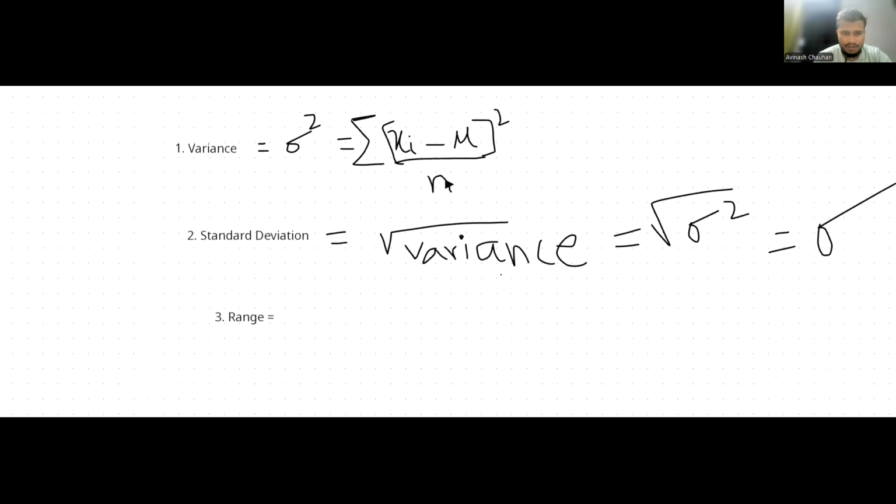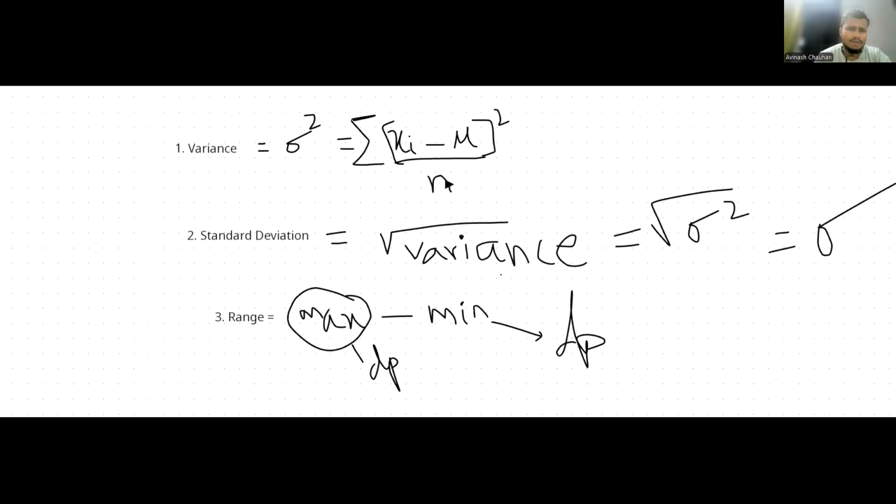What is range? Range again here is max minus min. What is max? Max is the maximum data point. And what's the min here? Min is the minimum data point. That particular thing means max and min. There is no rocket science in it.